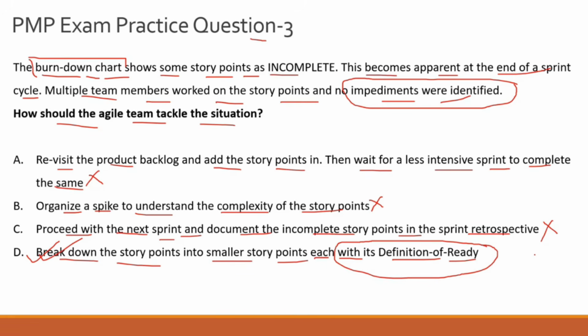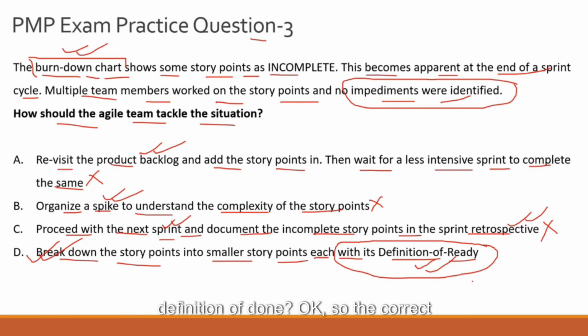of done. So homework, guys, please go back and study these terms such as, let's say, burn down charts, which we learned in this question. Study this term product backlog, study what is a spike, what is a sprint, what is a retrospective. There are a lot of agile terms that we have discussed in this question. And of course, study what is the definition of ready and what is definition of done. So the correct answer to this question is option D.